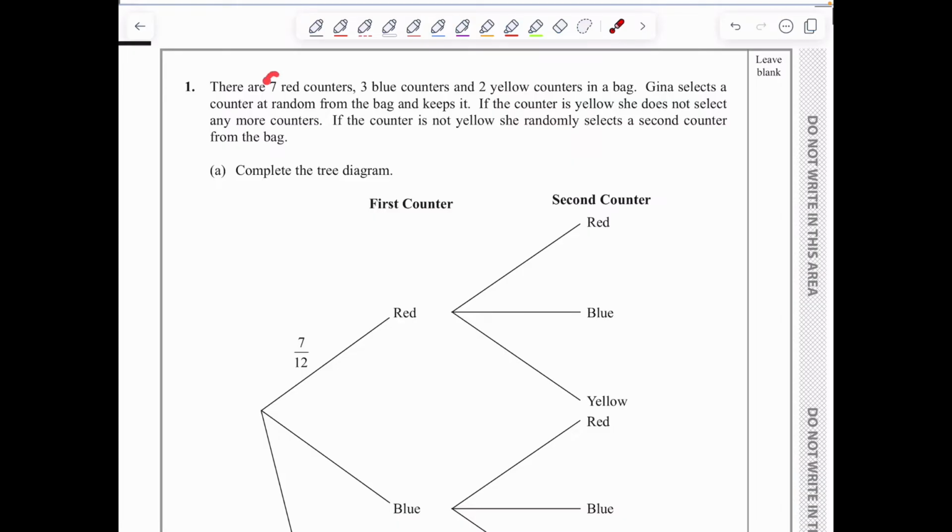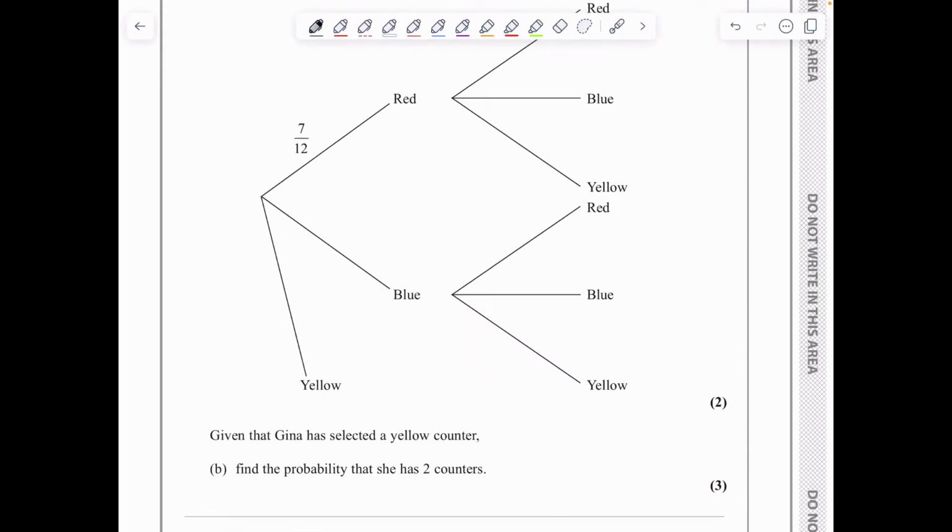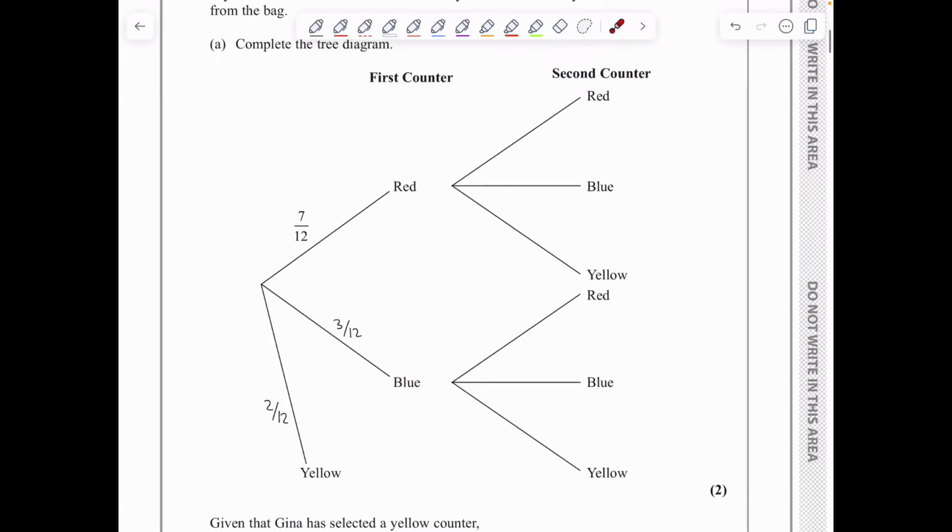So we've got a total of 7 plus 3 plus 2, 12 counters, 7 of which are red, 3 of them are blue, so the probability of a blue is 3 out of 12, and 2 out of 12 is yellow. Now, if the first counter is red, this means I'm left with a total of 6 red counters out of a total of 11, so this is 6 over 11. I still have 3 blue counters out of 11 and 2 yellow counters.